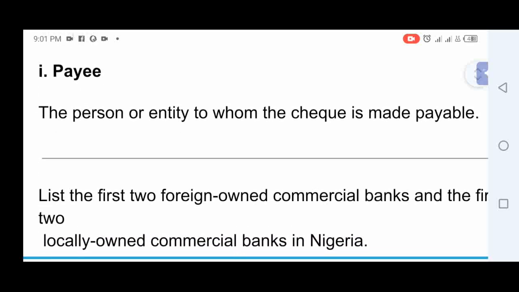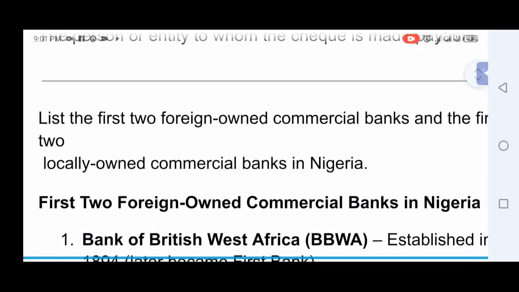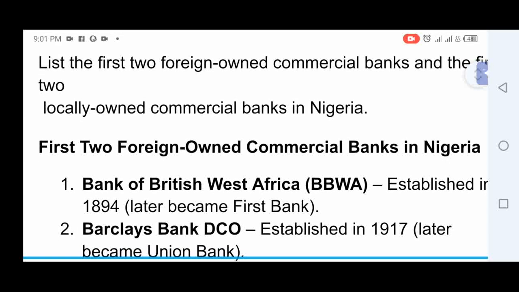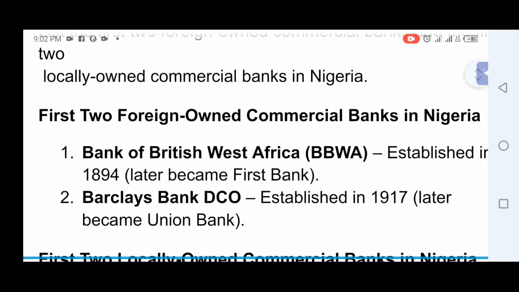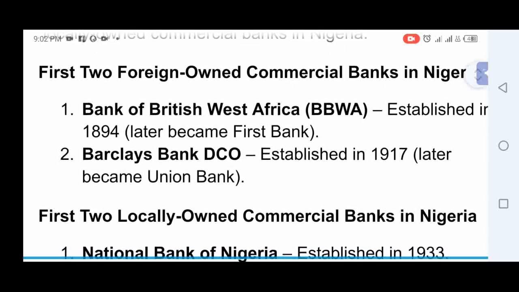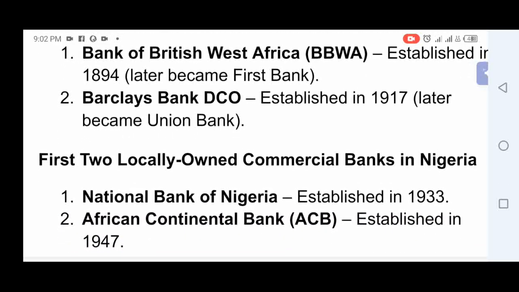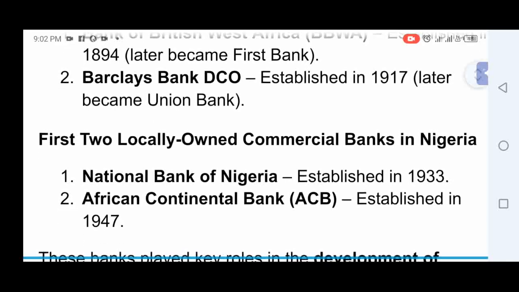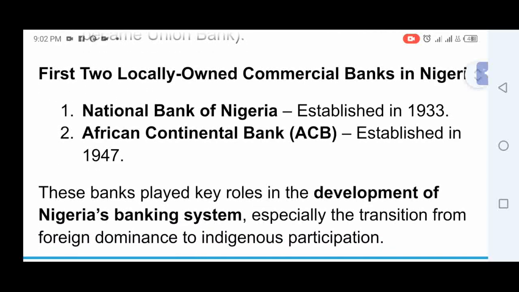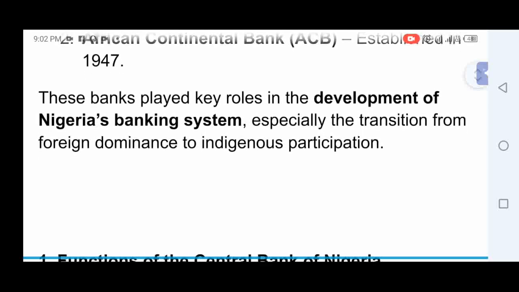List the first two foreign-owned commercial banks and the first two locally owned commercial banks in Nigeria. First two foreign-owned commercial banks in Nigeria: 1. Bank of British West Africa (BBWA), established in 1894, later became First Bank. 2. Barclays Bank (DCO), established in 1917, later became Union Bank. First two locally owned commercial banks in Nigeria: 1. National Bank of Nigeria, established in 1933. 2. African Continental Bank (ACB), established in 1947. These banks play key roles in the development of Nigeria's banking system, especially the transition from foreign dominance to indigenous participation.